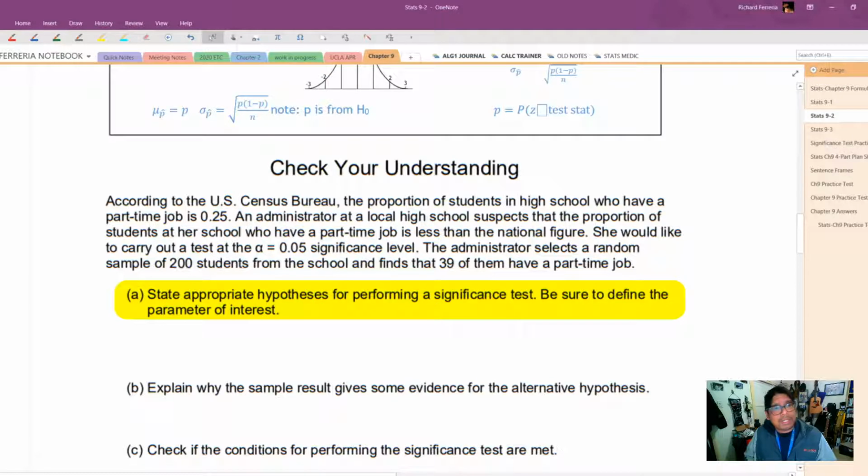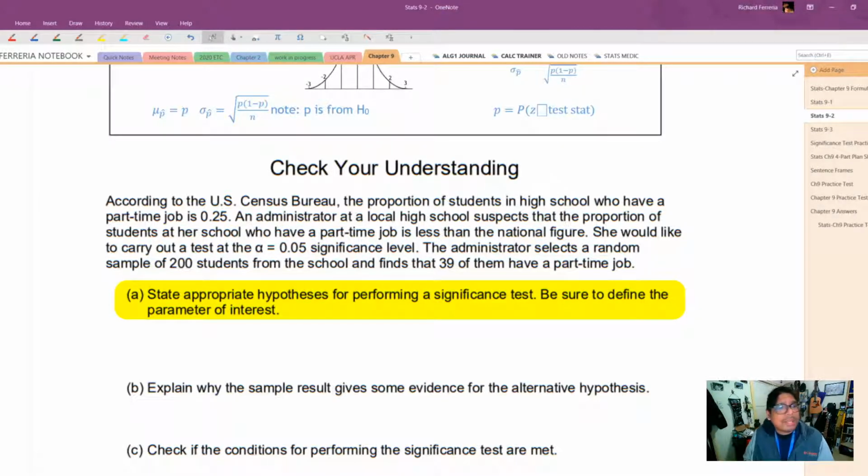According to the U.S. Census Bureau, the proportion of students in a high school who have a part-time job is 0.25. An administrator at a local high school suspects that the proportion of students at her school who have a part-time job is less than the national figure. So she would like to carry out a test at the alpha equals 0.05 significance level, and selects a random sample of 200 students from the school and finds 39 have a part-time job. Typical kind of question, I should say.